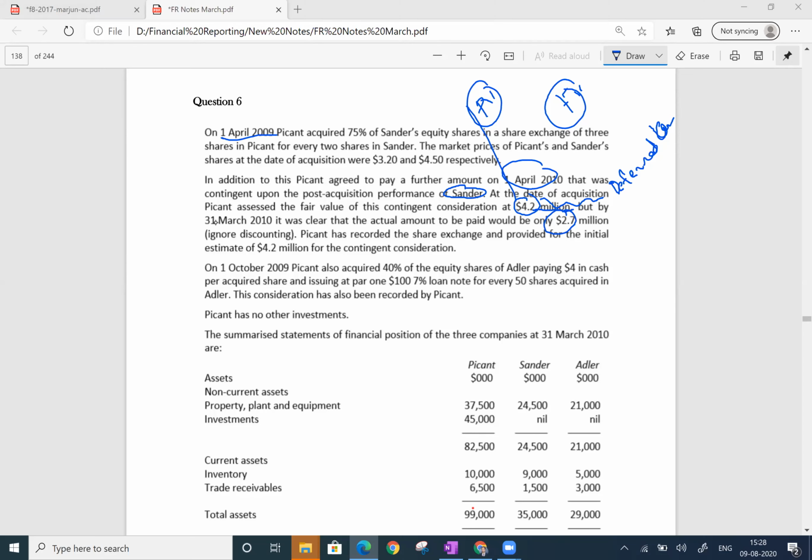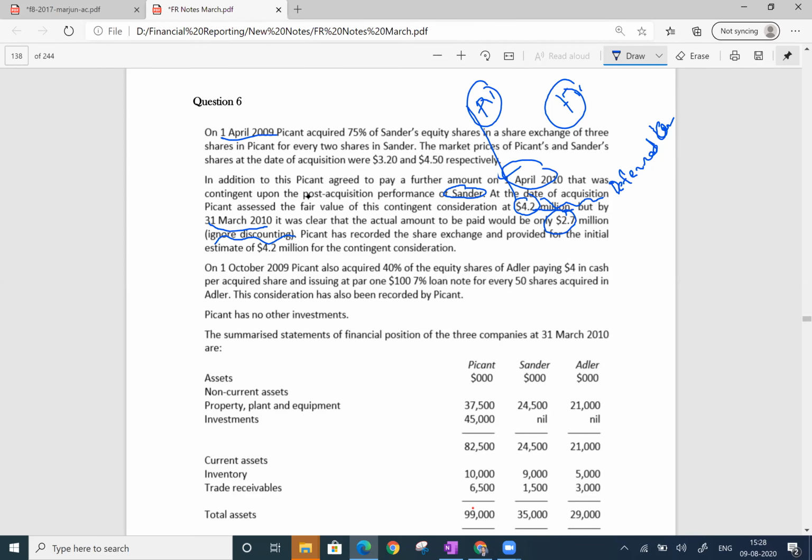But on 31st March 2010, as per 1st April 2010, it is 4.2 million. So actually on 31st March 2010, it should be more than 4.2 million because 4.2 million is present value. But it was clear that actual amount to be paid will be only 2.4 million and you have been asked to ignore discounting. So this is contingent consideration.